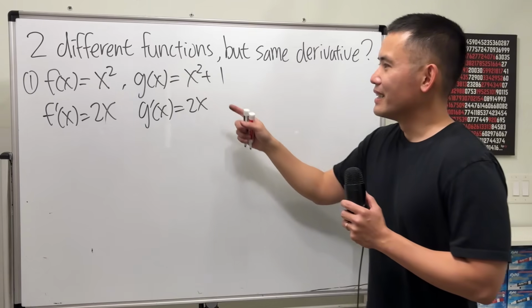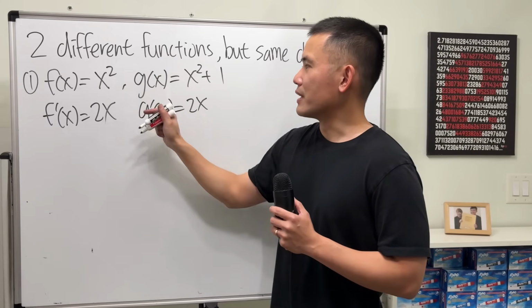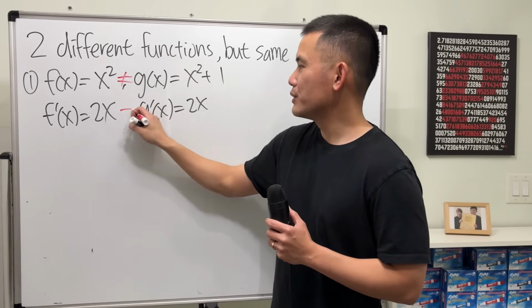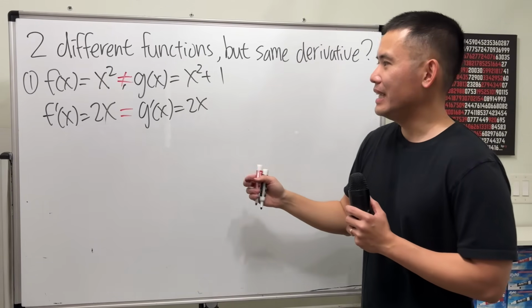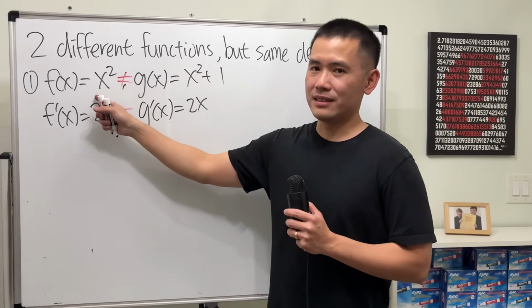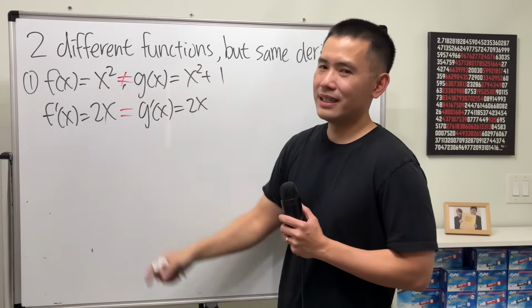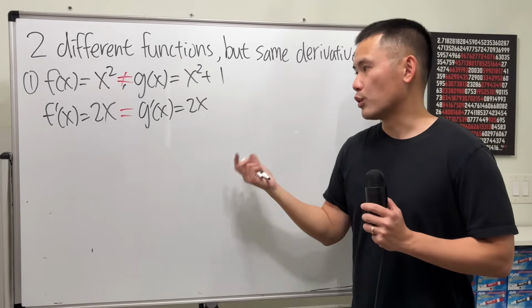So as you can see, f and g are different, but their derivatives are actually equal. And the reason that this works is because, in fact, they are just off by a constant, right? You see, g of x is just like plus 1 compared to that. Whenever two functions are just off by a constant, then their derivative will be equal.